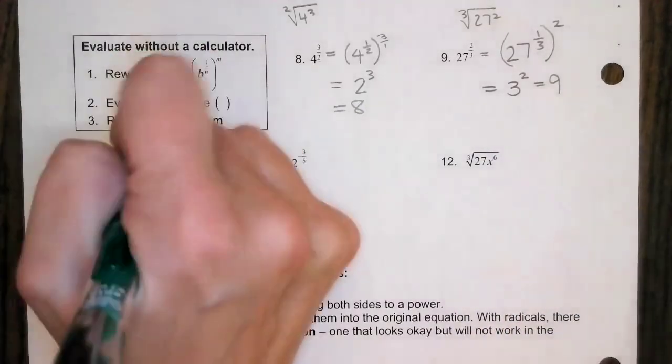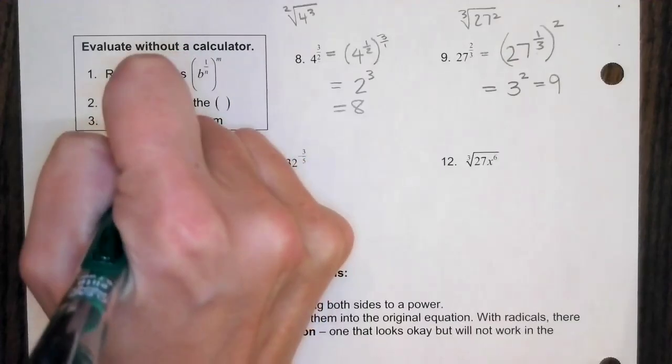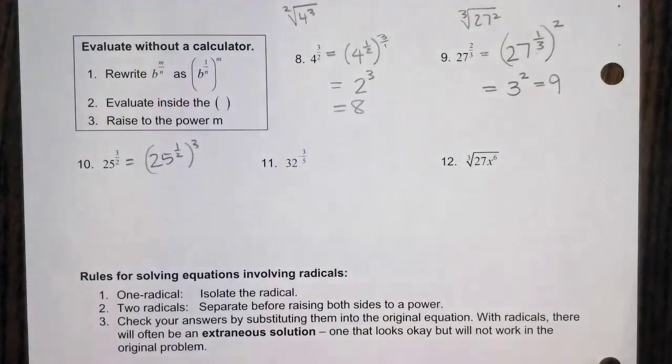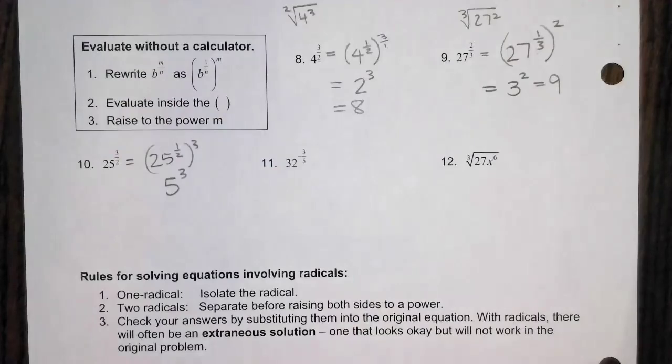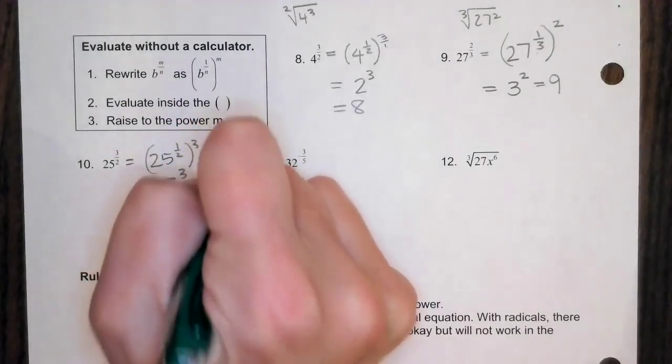All right, for this one here, we've got 25 to the 1/2 power raised to the 3rd power. And so 25 to the 1/2 power is the square root of 25, which is 5. And then we have 5 cubed, which is 125.